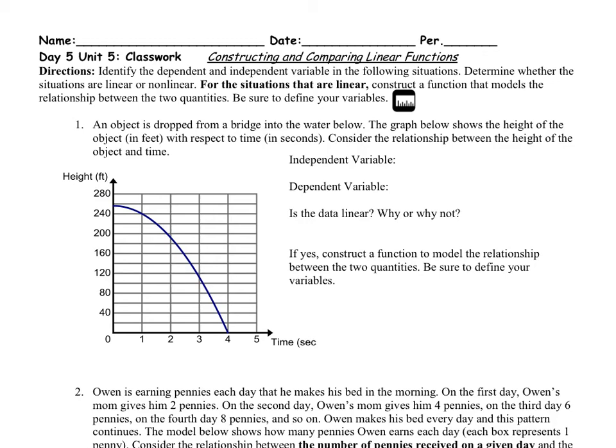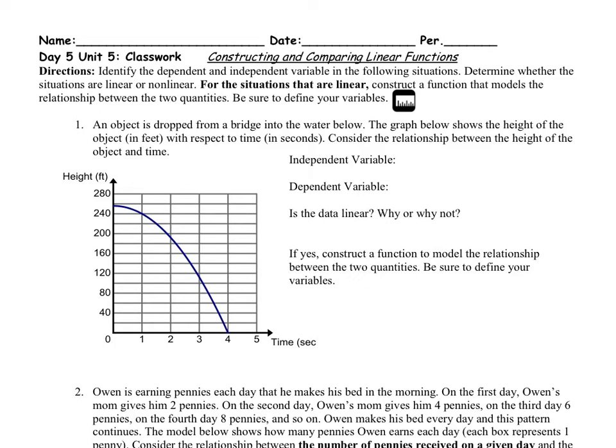Identify the dependent and independent variables in the following situations. That's what we did two times ago. Determine whether the situations are linear or nonlinear, which is pretty easy on a graph. For the situations that are linear, construct a function that models the relationship, which we will do in the form y equals mx plus b, but instead of y, we'll just put f of x.